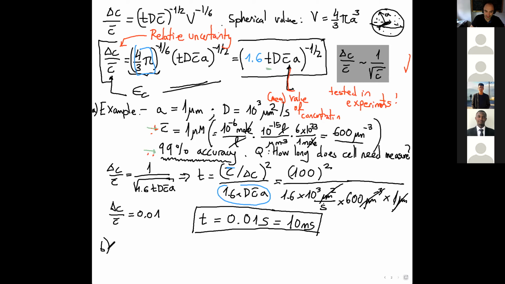And now, this is example A. If I do example B, it's another example in which I tell you how long I have to measure to get 90% accuracy. What do you think? What do you think T will be? Will it be bigger or smaller, without looking at the formula? Is it smaller? It's smaller. Any guess why?